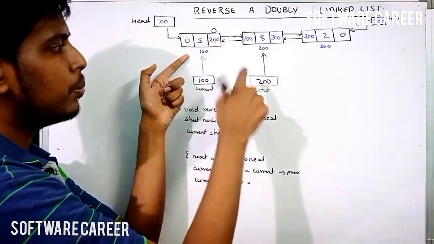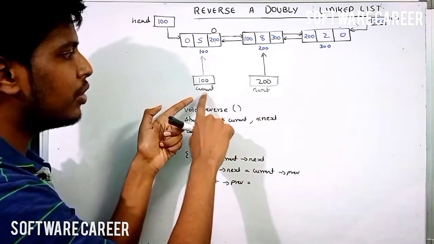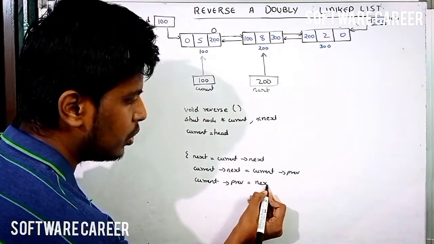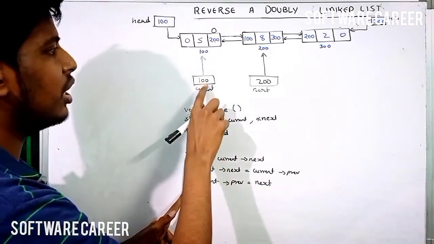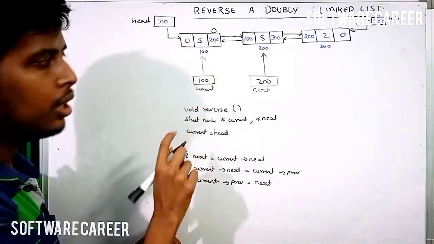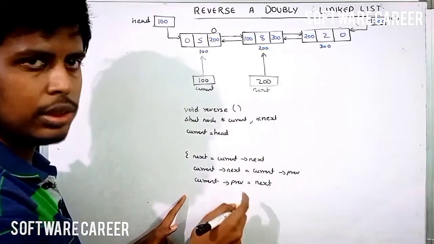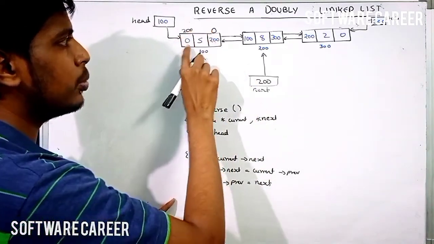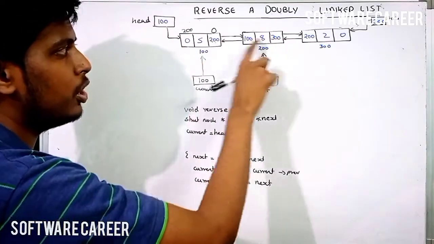Now how can you use it? By using next pointer. That's why I have created two pointers, current and next. So I am writing current previous equals to next. Now see, current previous is what? Current is 100, 100 previous is this thing. In this place I am storing the next pointer. Next is 200. So I am storing 200. So this previous pointer is pointing to the next node.